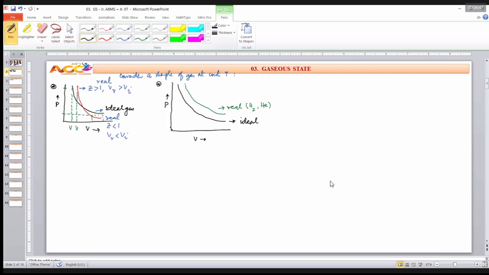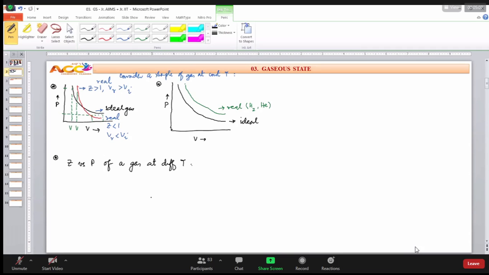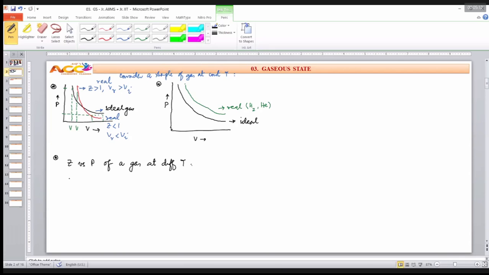Here, let us try to understand Z versus P of a gas. Let us take only one gas at different temperatures. When you take one temperature, it is called an isotherm. Now I am taking isotherms. So many are there. Let us see how to proceed further. This is a beautiful 4 marks question for both of you, for doctors and scientists.